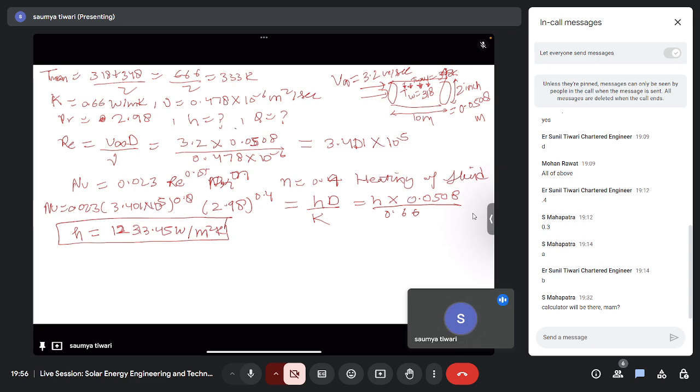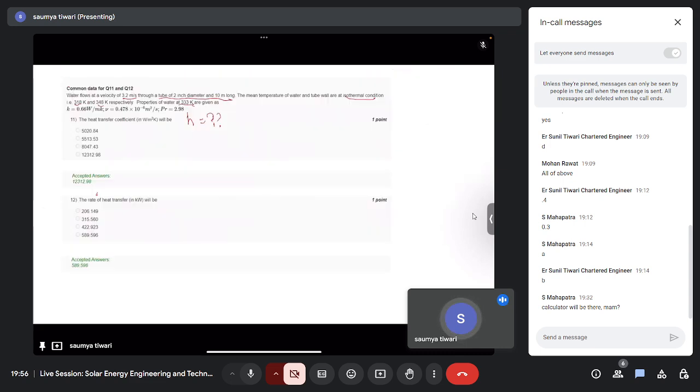Okay, so 12313 is close to this value. It depends on how many decimal points you have taken, and it's similar to this value, so option D is correct.